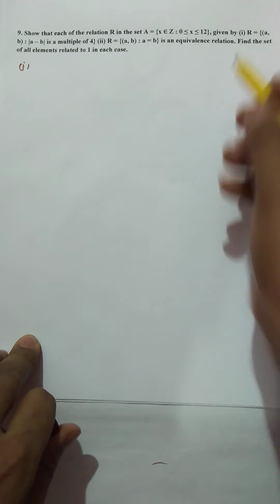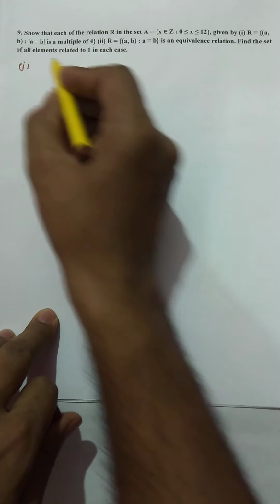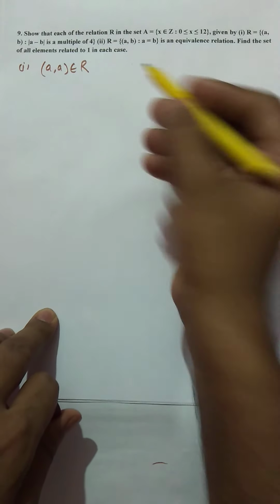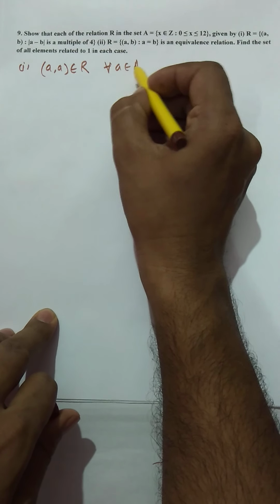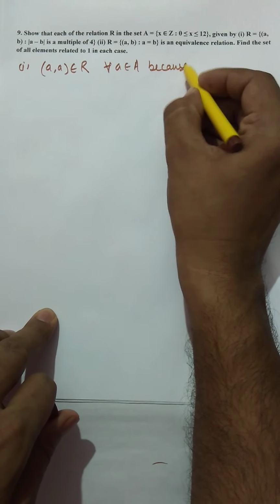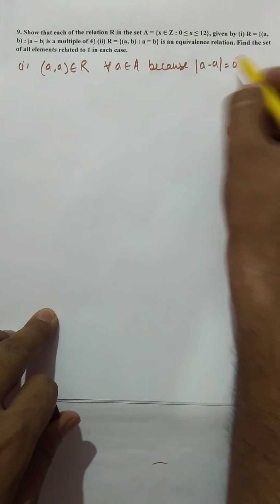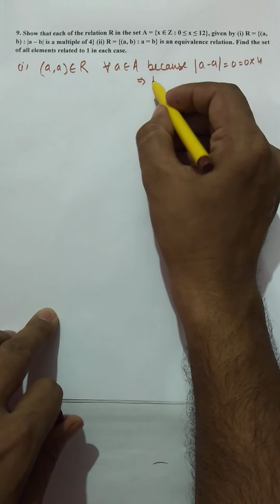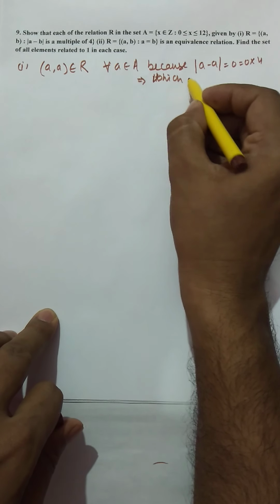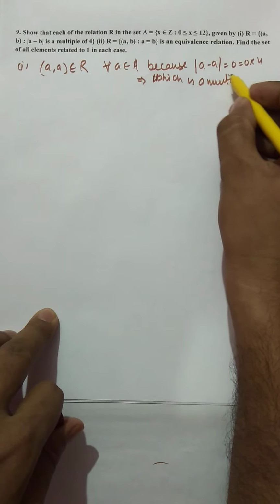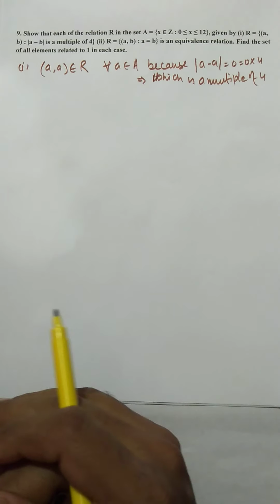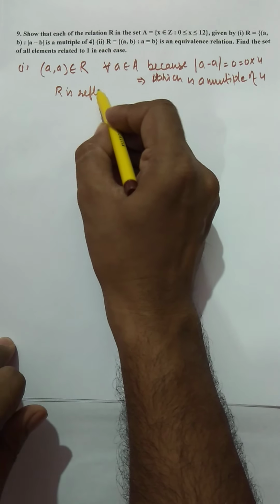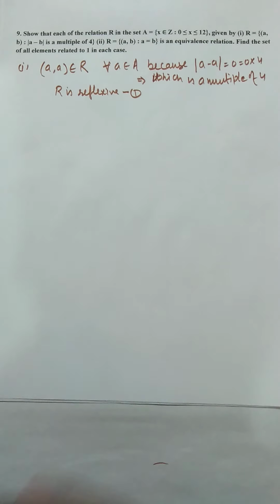We take R = {(a, b) : |a − b| is a multiple of 4}. So now you can simply say that (a, a) belongs to R for all a belongs to A. Reason you can mention, because a minus a is equal to 0. It can also be written as 0 into 4, which is a multiple of 4, and 0 is a multiple of all numbers, so it means that R is reflexive. So we mark this as 1.